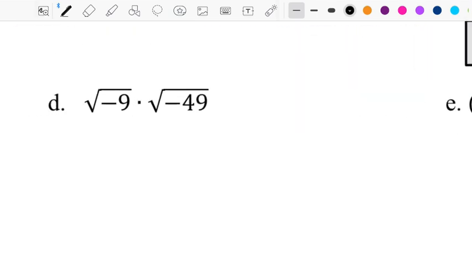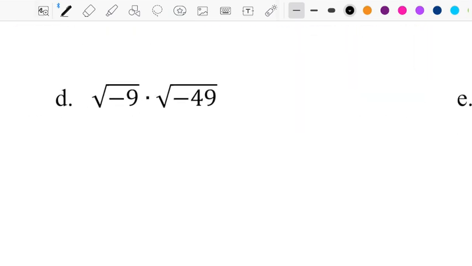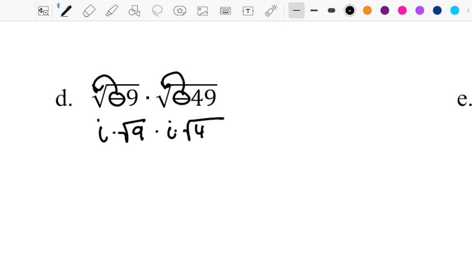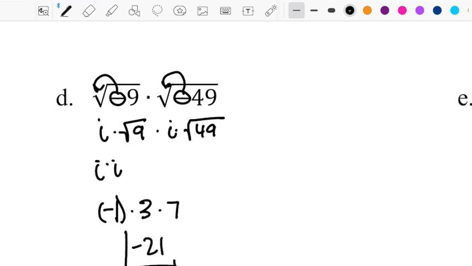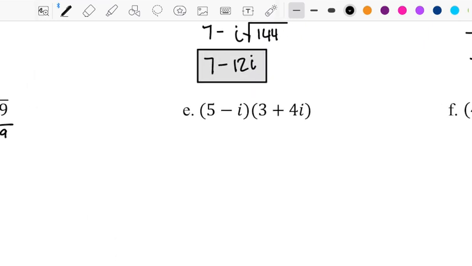Okay. When we have two of them, we just do the same thing. We're still going to pull it out in front. So this is going to be i times the square root of 9 times i times the square root of 49. Well, i times i is i squared, which gives us -1. The square root of 9 is 3, and the square root of 49 is 7. So we're going to do -1 times 3 times 7. Well, that's just -21.